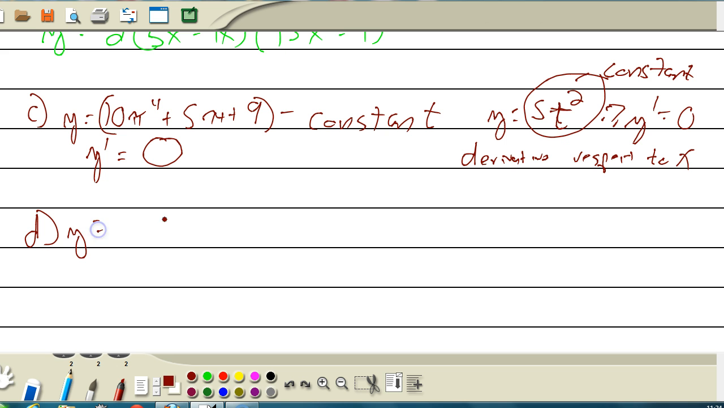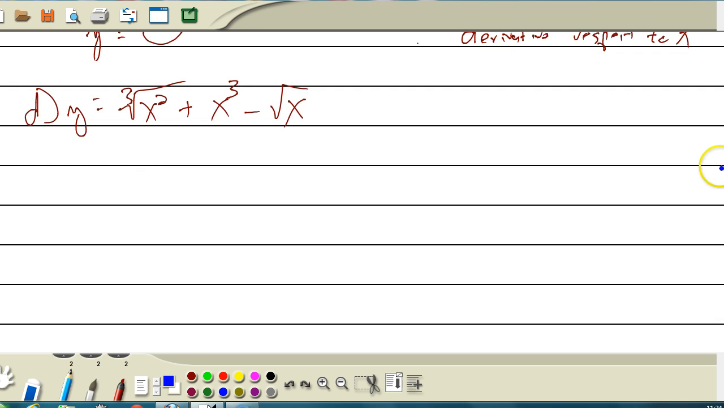Alright, so we have y is equal to the cube root of x squared plus x cubed minus the square root of x. In order for you to do these, you have to rewrite the roots as powers. Okay? So remember your power rules, my bad. The nth root of x to the m power is the same thing as x to the m over n power. Okay, so this becomes x to the 2/3 power plus x cubed minus x to the 1/2 power.